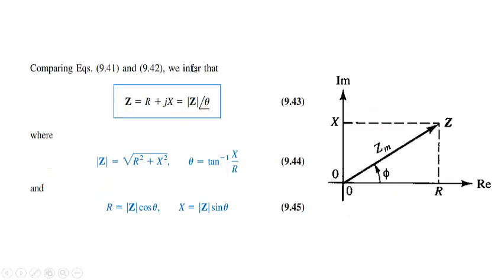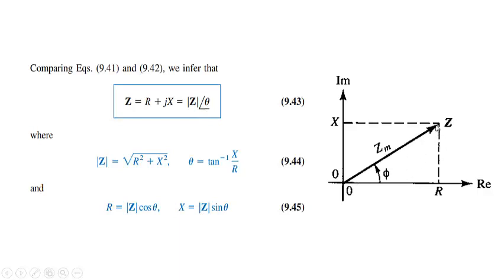So that is given over here: Z is equal to R plus jX, which is equal to magnitude of Z at an angle of theta, where the magnitude of Z is equal to square root of R square plus X square, and theta is equal to tan inverse of X by R. So here R is equal to Z cos theta, and X is equal to Z sine theta. This can be represented in terms of an impedance triangle.